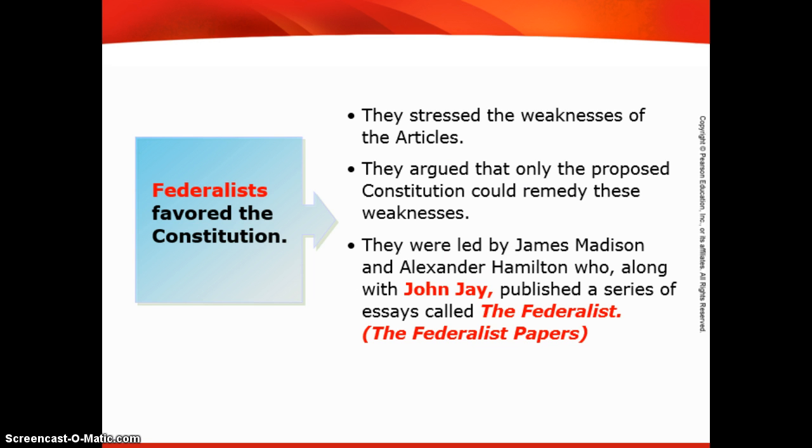Federalists favored the Constitution. Federalist sounds like a political party. Remember, members of the convention called Federalists favored a strong national government, thus the Constitution. They would definitely favor it. They were led by James Madison and Alexander Hamilton, who, along with John Jay, will publish a series of essays called the Federalist Papers.